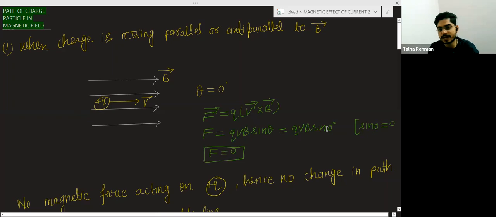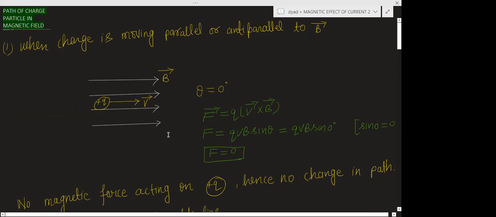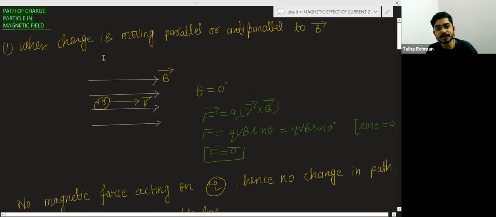Because see here, this sine 0 is 0. 0 multiplied by anything will be 0. So you can say when the charge particle is moving parallel to the magnetic field, then there will be no force on the charge particle.